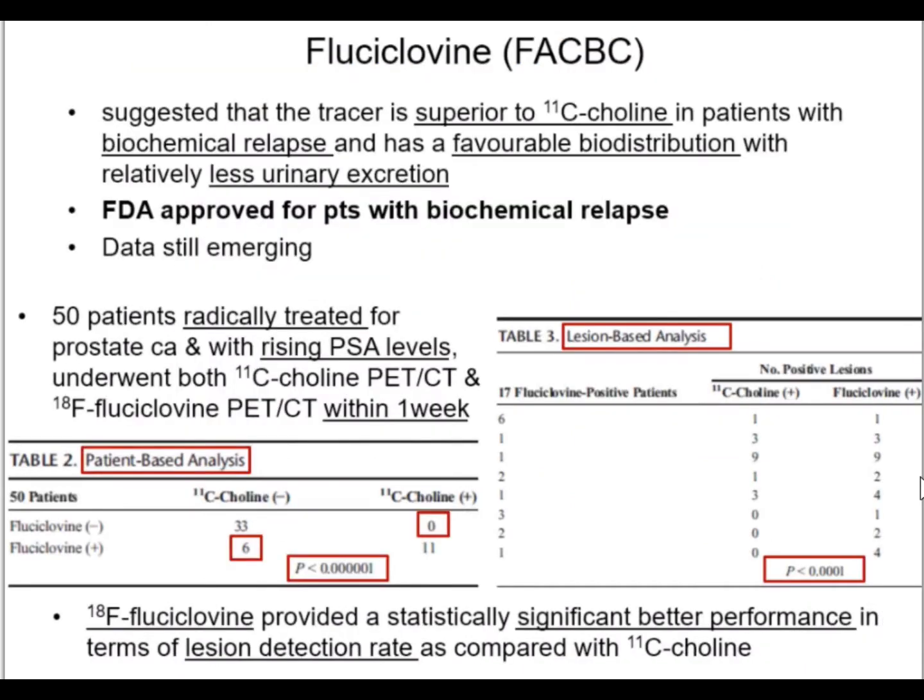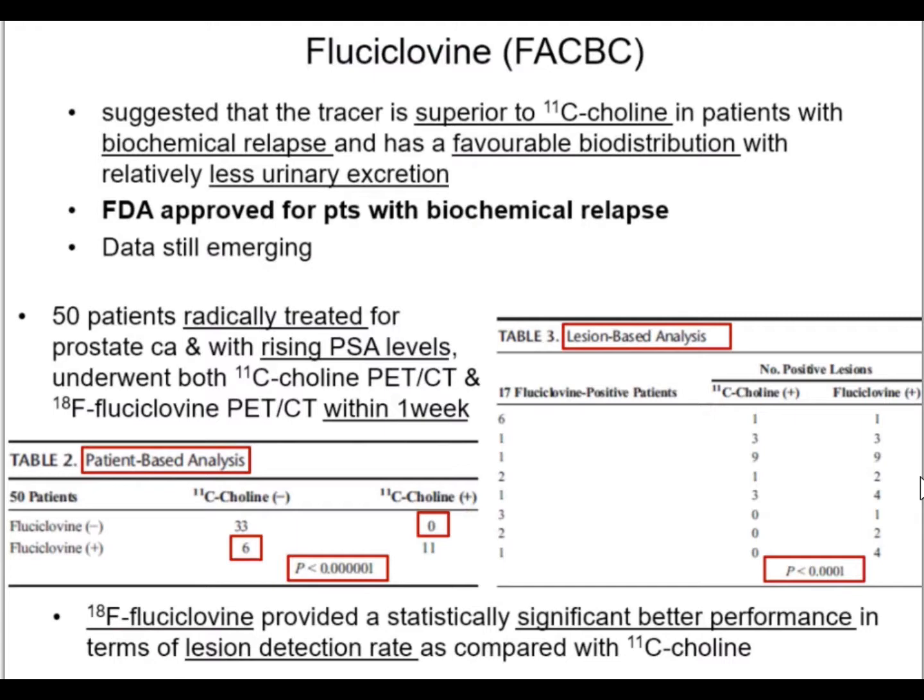So what about fluciclovin? Just a little bit of introduction. This tracer is suggested to be superior to choline in patients with biochemical relapse after local therapy, and it has a favorable biodistribution with relatively less urine excretion, so the tracer doesn't block and cause imaging blockage when you try to read the CT.